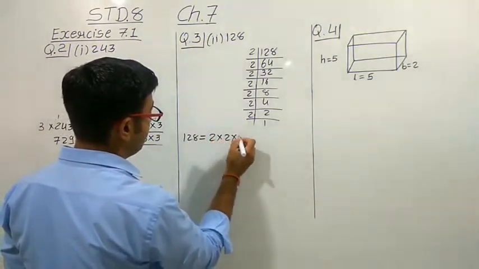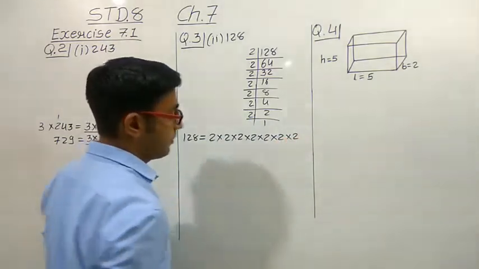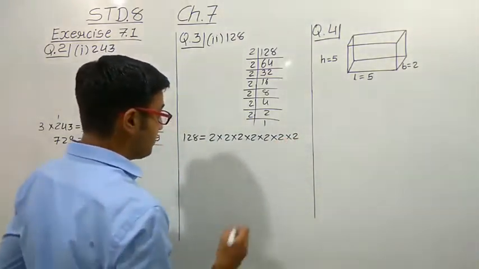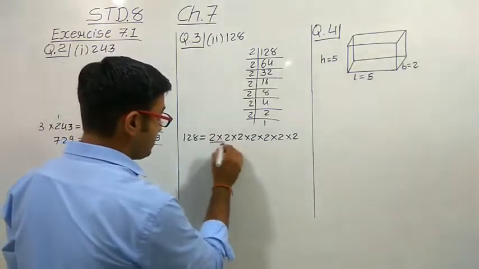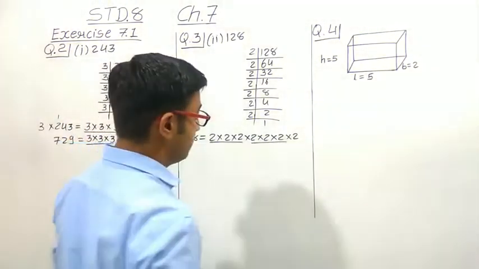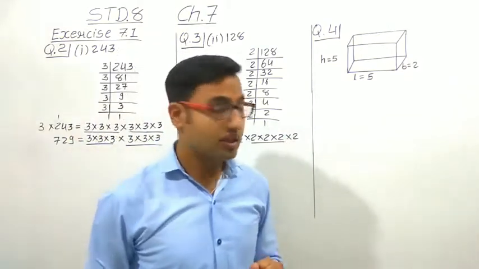1, 2, 3, 4, 5, 6 and 7. Now let us make the pair of the same factors, but pair of the three same factors. First pair, second pair. Now see, one of the two is remained here.